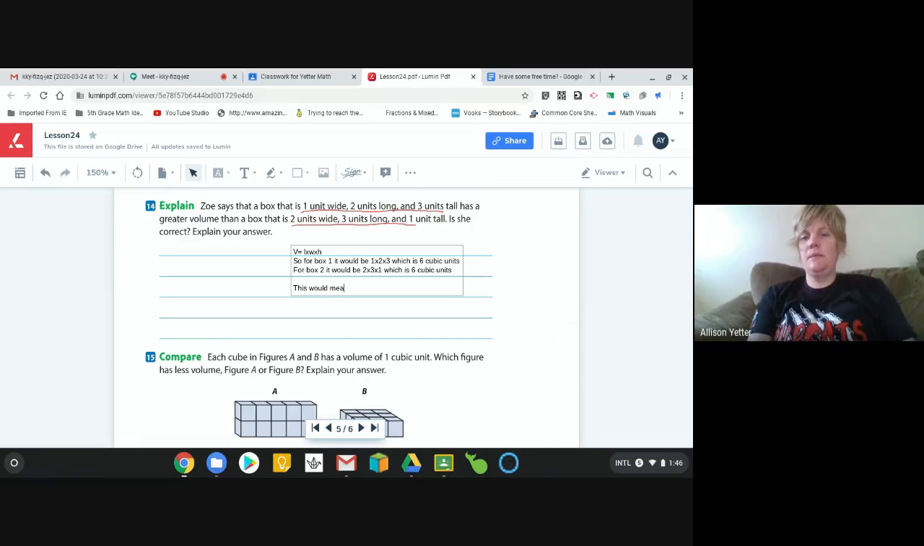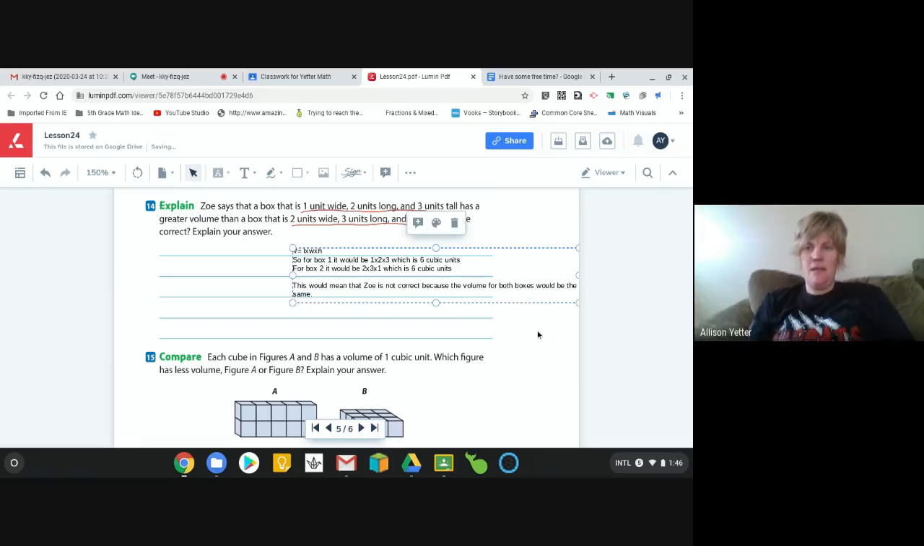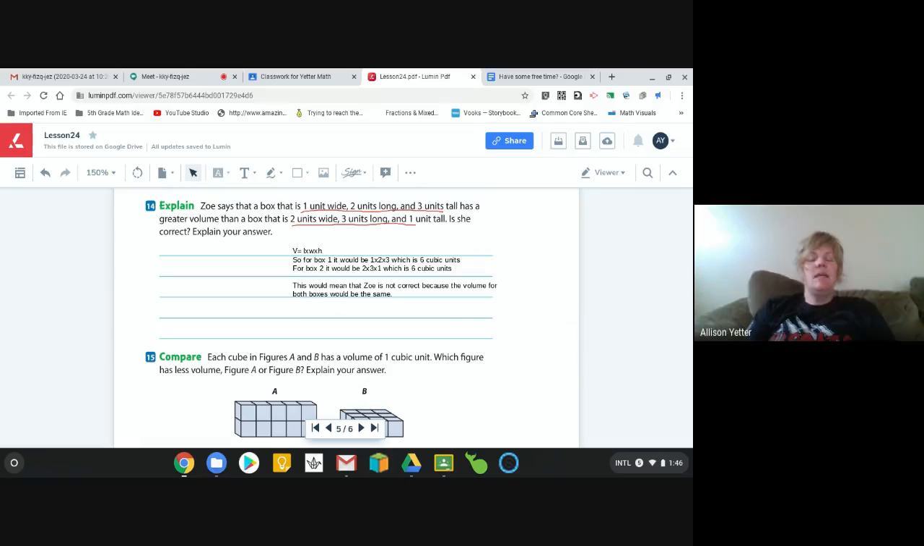This would mean that Zoe is not correct because the volume for both boxes would be the same. Okay, so check your work on that, kind of see how you did. Let me see if I can shrink this in and make it look better for you to copy in, okay? If you need to zoom in, I'm not really sure exactly how it looks on your end, but I'm trying, okay? So get that copied into your book, all right?